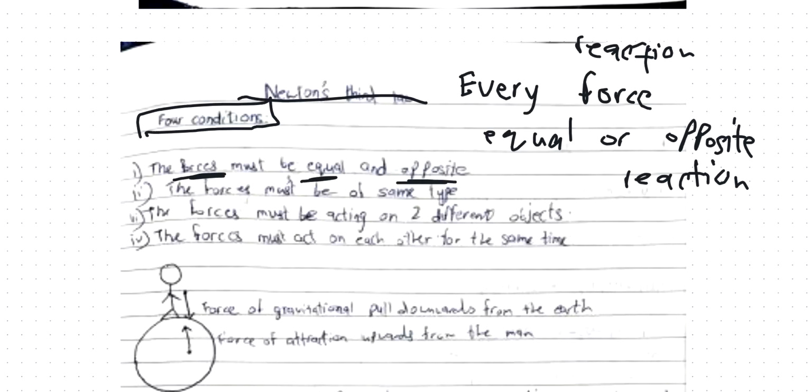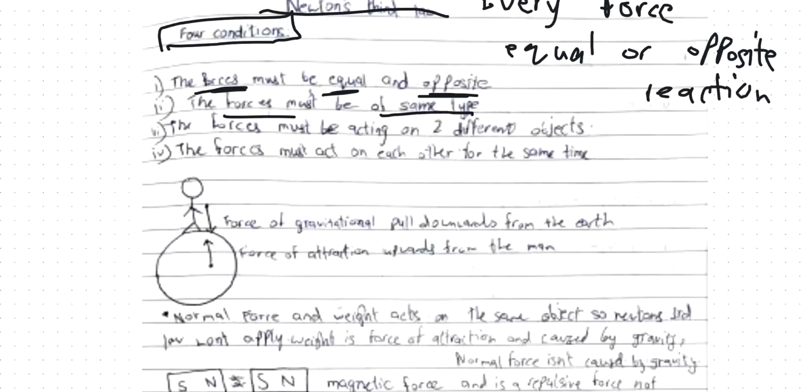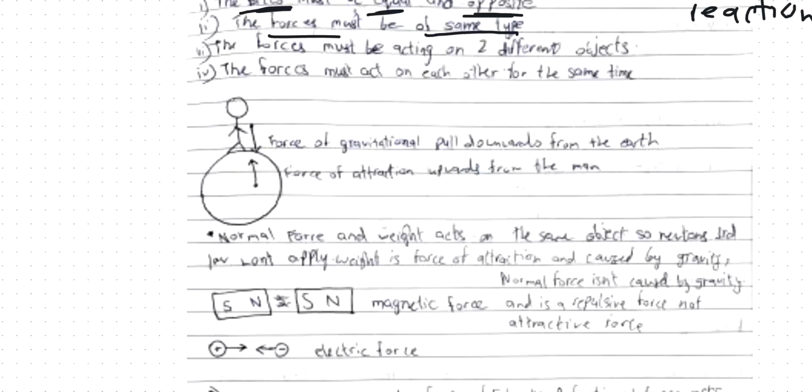And the second rule is that the forces must be of the same type. What do I mean by forces of the same type? For example, in this case, when I have 2 magnets coming close together, they'll oppose each other. This would be due to the magnetic force.